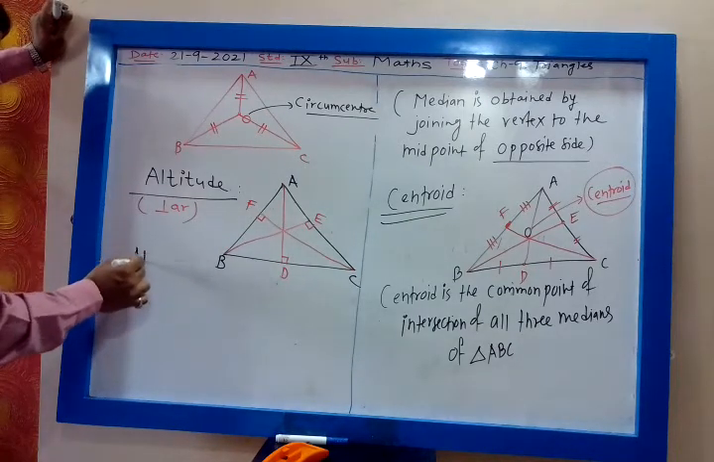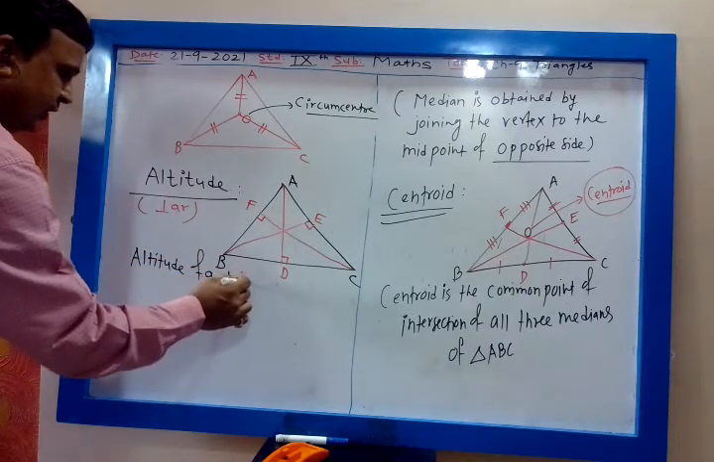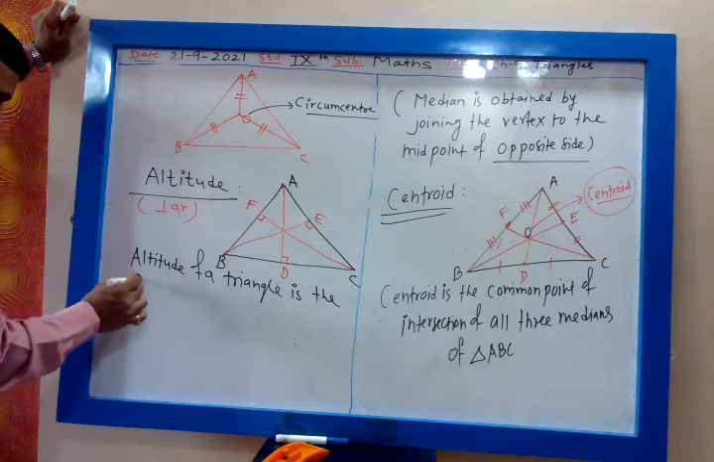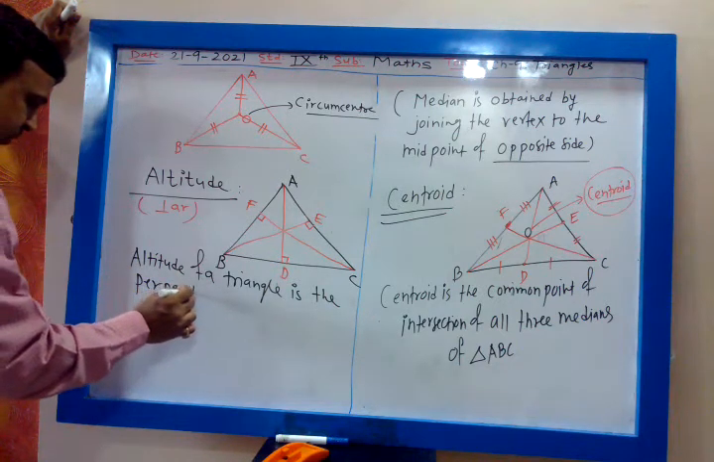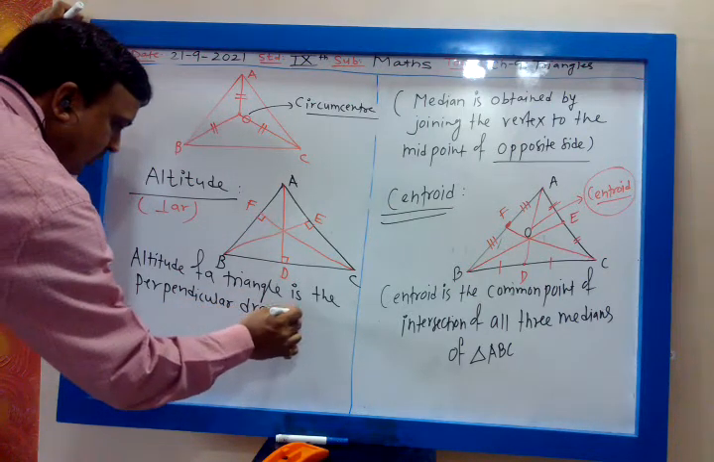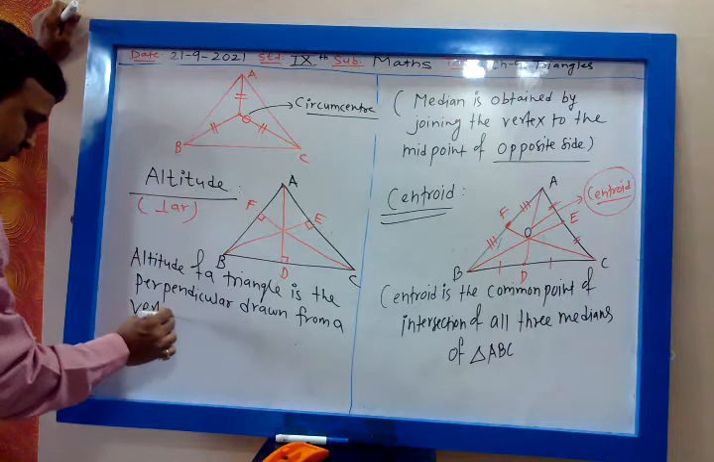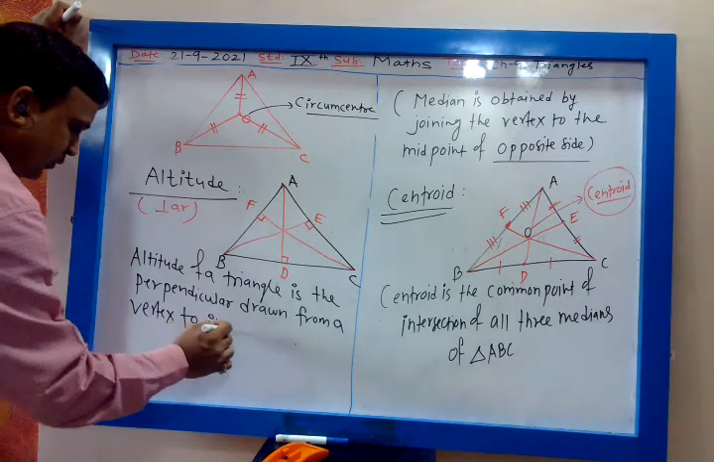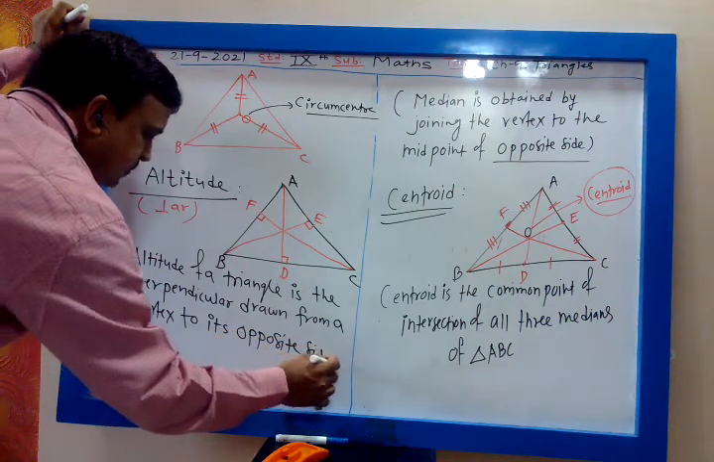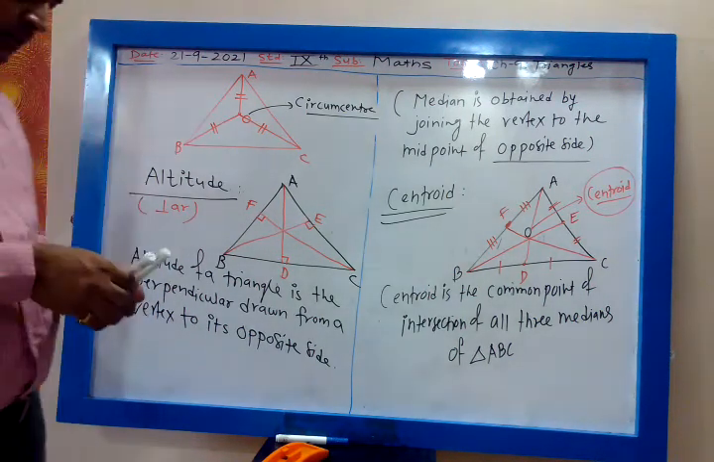So altitude of a triangle is the perpendicular drawn from a vertex to its opposite side. This is my O.